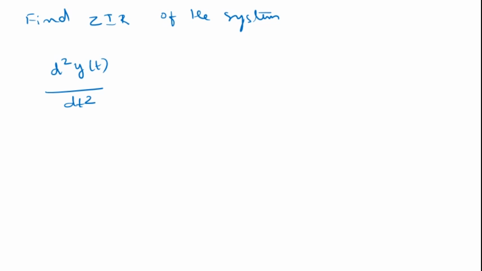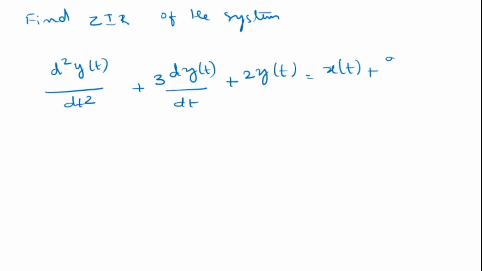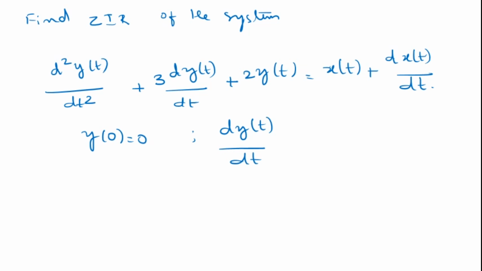Next problem, find the zero input response of the system described by the differential equation d^2y(t)/dt^2 plus 3 dy(t)/dt plus 2 y(t) is equal to x(t) plus dx(t)/dt. Given y(0) is equal to 0 and dy(t)/dt at t is equal to 0 is equal to 1.